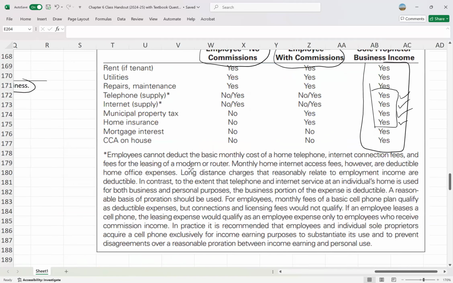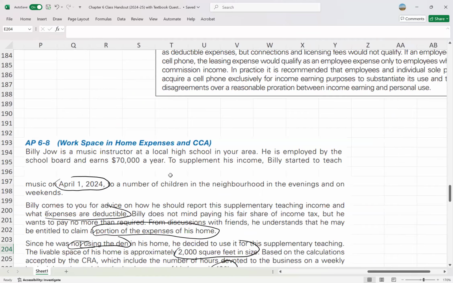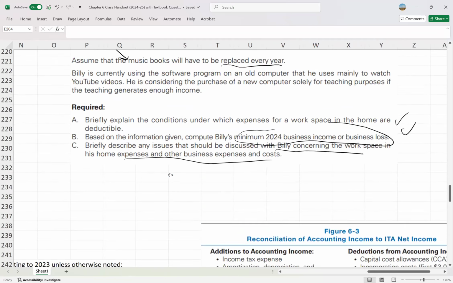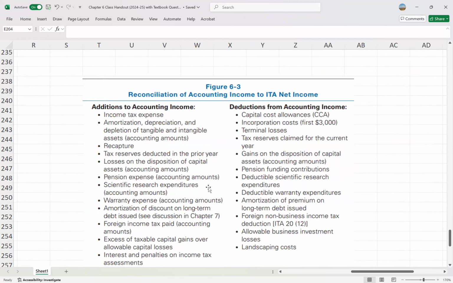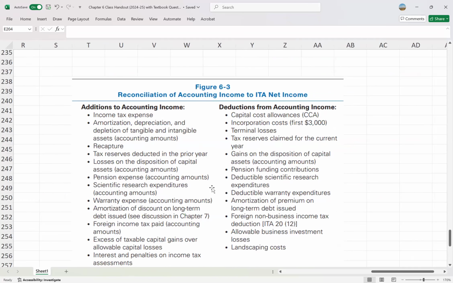The last main topic that I want to focus on is this reconciliation schedule, figure 6-3. This is how we get from accounting income to net income for tax. You're going to see this if you end up taking the corporate tax course, BFIN 451. You're going to see this similar table in the first chapter of that class. This is what corporations do.